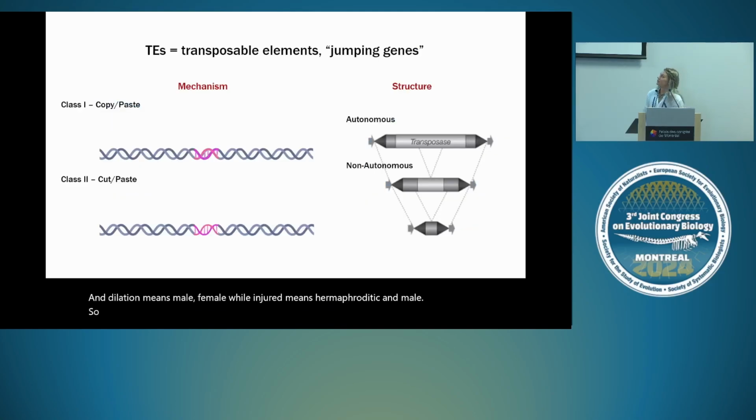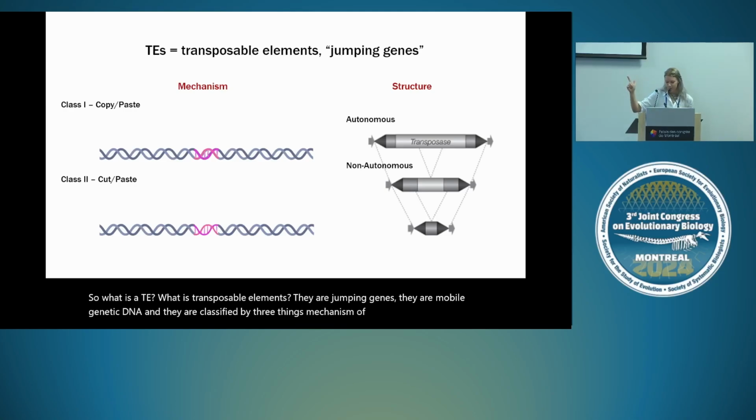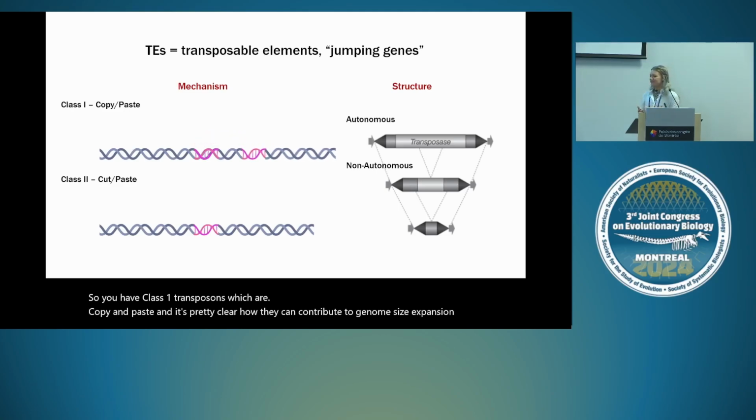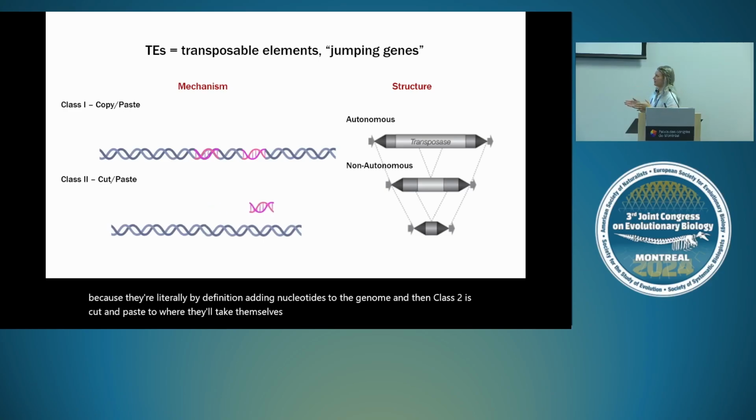So what is a TE? What are transposable elements? They are jumping genes. They are mobile genetic DNA. And they're classified by 3 things: mechanism of movement, structure, and sequence. The only 2 that I'll be talking about today are mechanism of movement and structure. So you have class 1 transposons, which are copy and paste, and it's pretty clear how they can contribute to genome size expansion because they're literally, by definition, adding nucleotides to the genome. And then class 2 is cut and paste, where they'll take themselves out, move, and insert.